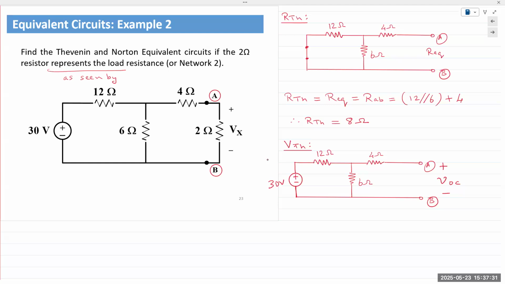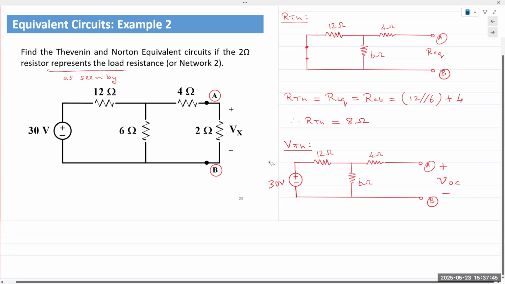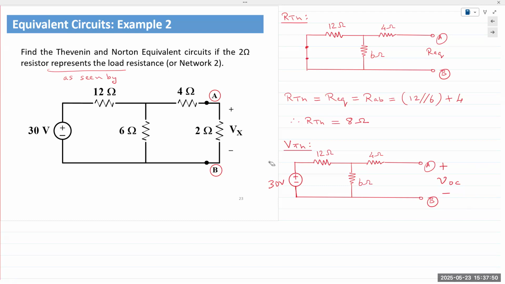Okay. So if one student chooses this polarity and another student chooses minus and plus, one student might obtain plus 5 volts, the other one obtains minus 5 volts. Both answers are correct. So just to let you know, polarity does not always have to be what I'm drawing in here.